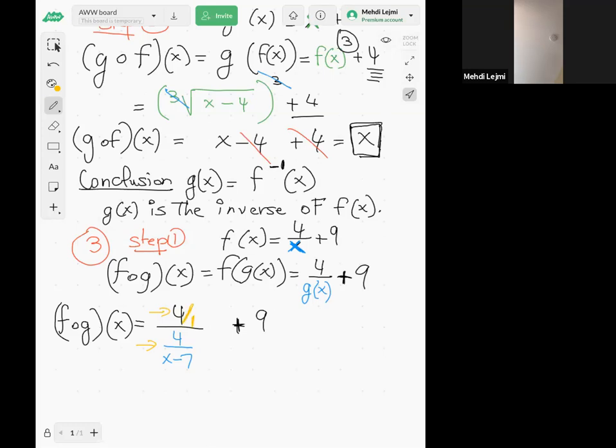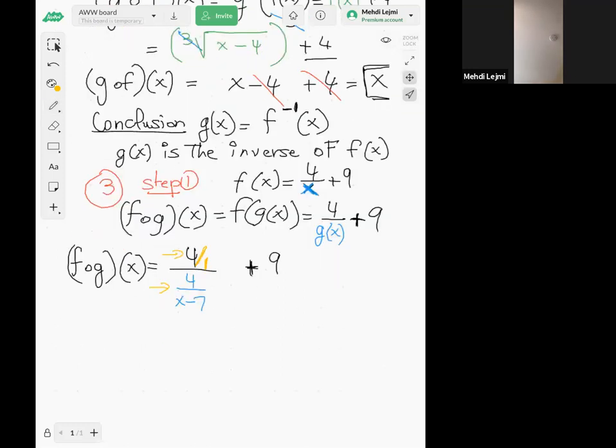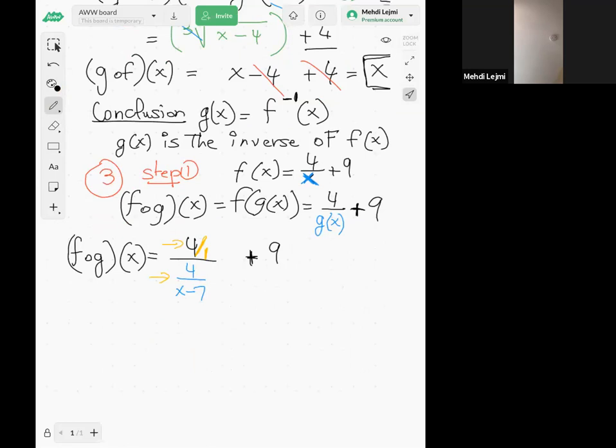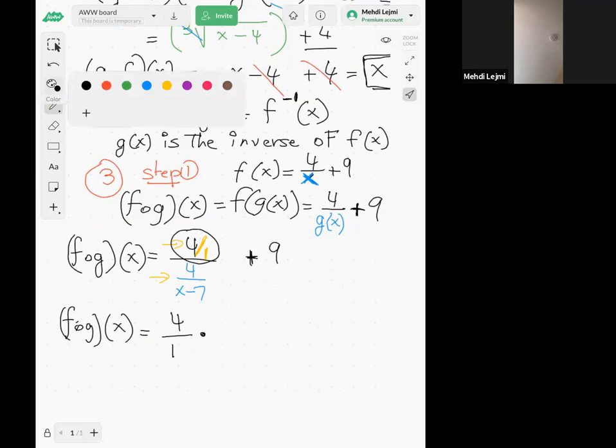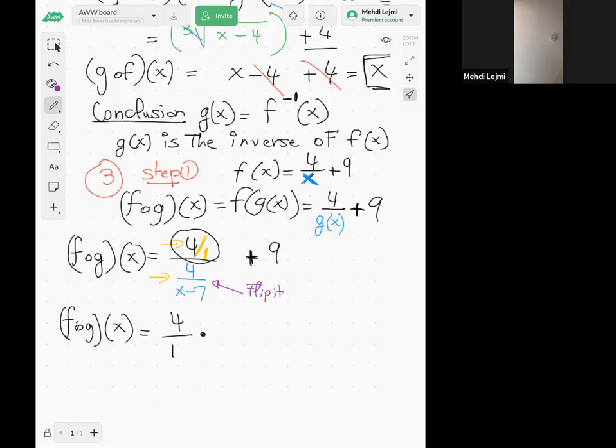All right. So now I have a fraction in the top, I have a fraction in the bottom. And so how do we divide fractions? Well, you flip the fraction in the denominator, right? So all I have to do now is to flip. So this is f composed with g of x. We're going to have 4 over 1, that's my fraction in the top, times, and then I'm going to flip the denominator, so that's times x minus 7 over 4. All right, and then plus 9.